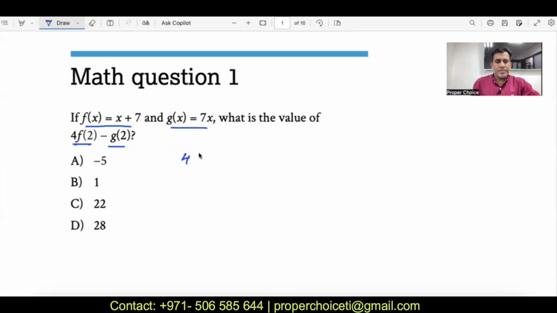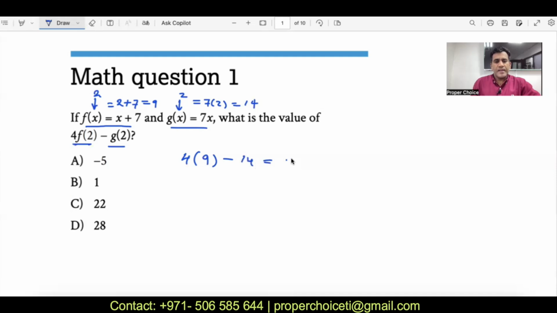So 4 times, if you are replacing x with the 2 in the f function, what is it going to be? It's going to be 2 plus 7, which is going to be 9. I can write it as 4 times 9 minus. Again, if you substitute the value of x as 2 here, your result turns out to be 7 times 2, which is going to be 14. I can say 4 times 9 minus 14.